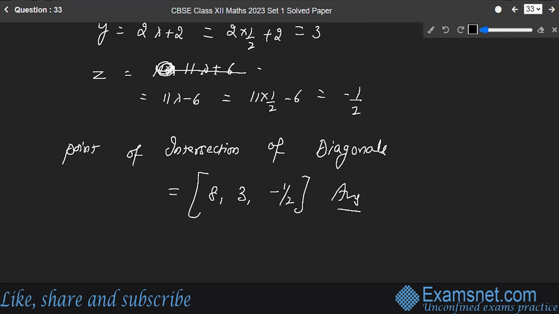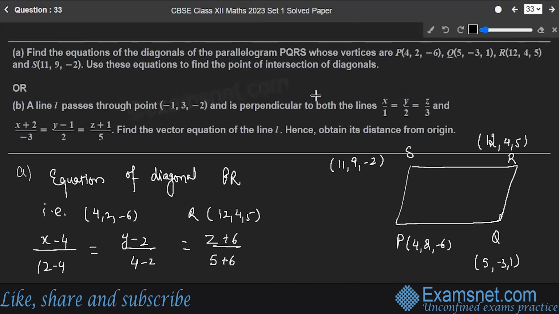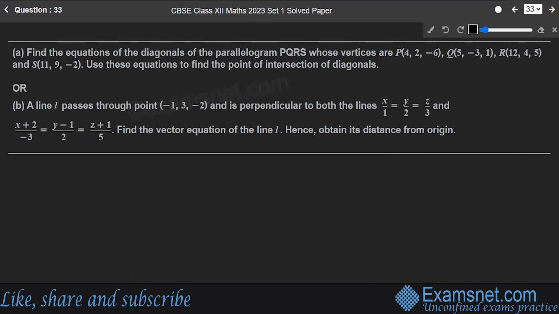Hope you understood this. Let's move to the B part now. The point of intersection of the diagonals is (8, 3, −1/2). Let's go with the B part of this question, that is the choice. A line L passes through the point (−1, 3, −2) and is perpendicular to both the lines this and this. Find the vector equation of the line L, hence obtain its distance from the origin.